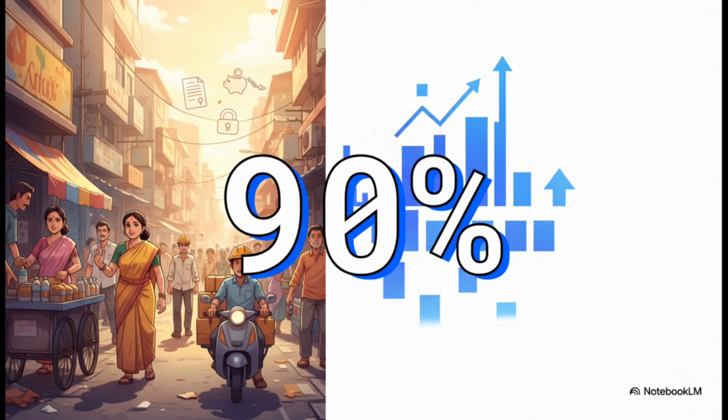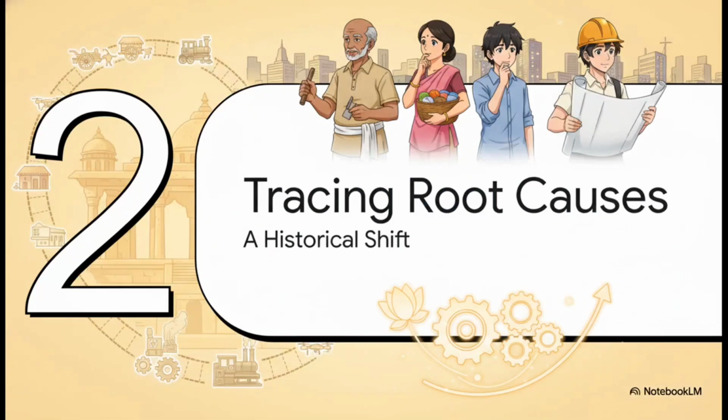What does this mean? It means the vast majority of people who build and run our cities are operating without formal contracts, without social security, or any real legal protection. Citing this data in your answer immediately establishes the gravity of the situation. Exactly. But a number that big doesn't just appear overnight, does it? To provide that real analytical depth that examiners are looking for, we need to trace the historical shifts that created this reality. So, how did we get here?